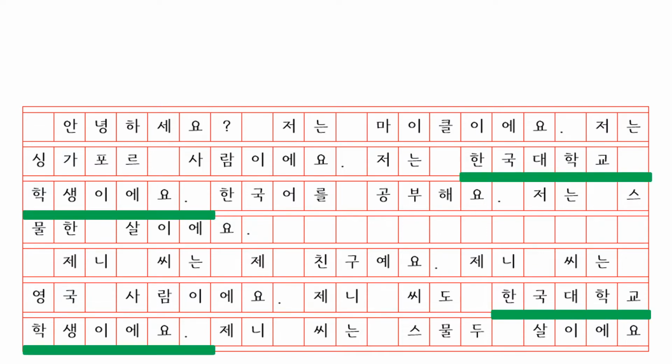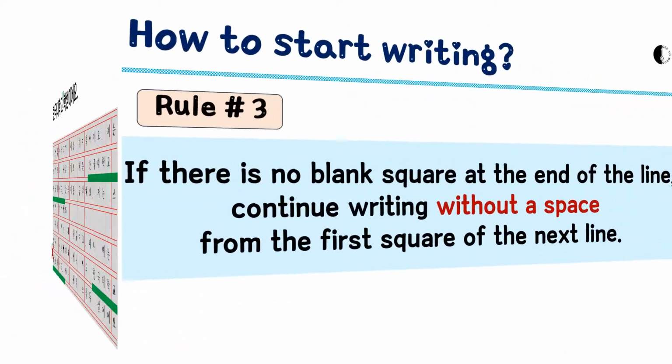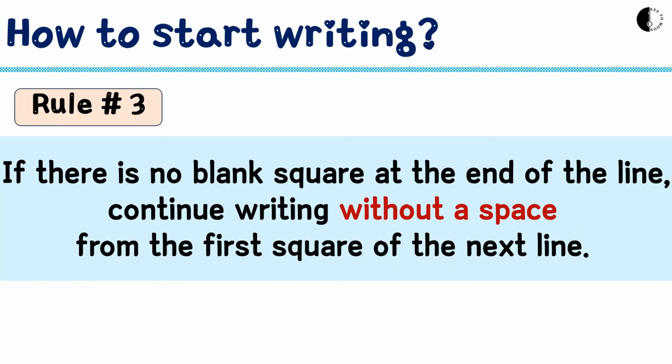Both of them have the same sentence. 한국대학교 학생이에요. When you write this sentence in one line, you need to leave a space after 한국대학교. However, there is no blank on the next line. If there is no blank square at the end of the line, continue writing without a space from the first square of the next line.